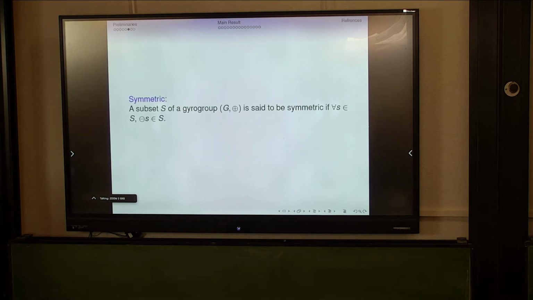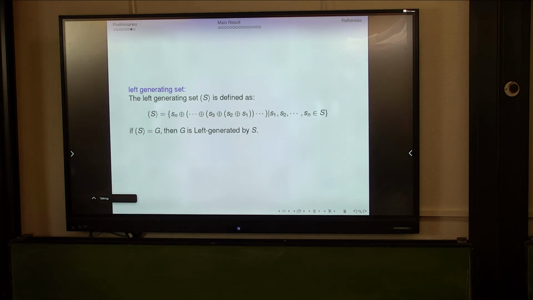A subset S of a gyrogroup G is said to be symmetric if the inverse of each element of S is inside S. Consider this set, which is a left-generating set of the gyrogroup G. If every element of G can be written as a product of elements of this set, then we say that G is left-generated by S. This is the subset generating set of S.